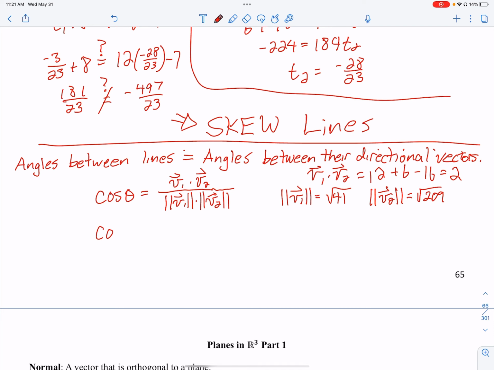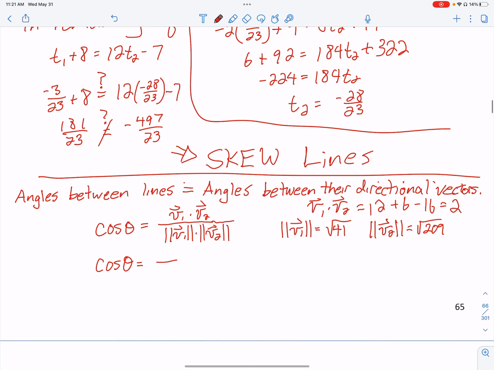So to find the angle, cosine theta equals, okay, what do we got? 2 on the bottom, and then I'm going to take 41 and times it by 209, and then throw that under a radical. Okay, we don't get a pretty number, so I'm going to leave it the square root of that big number, when they multiply, 8569. So to find theta now, we just find the inverse cosine of that number.